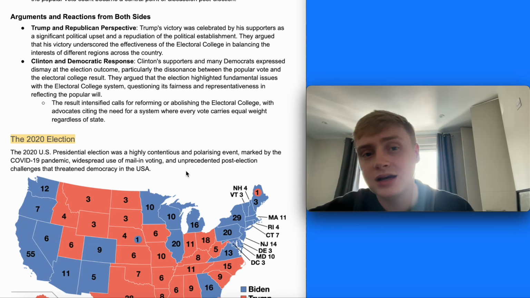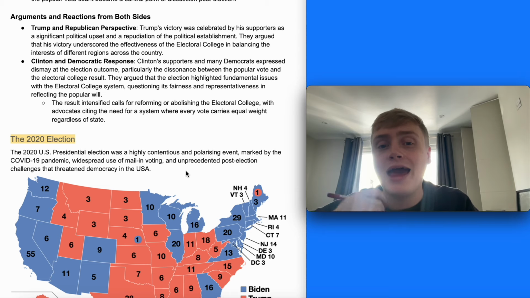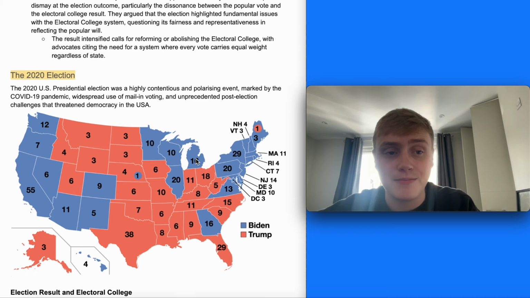the country. Clinton supporters expressed dismay at the election outcome, particularly the dissonance between the popular vote and the Electoral College result. They argued that the election highlighted the fundamental issue with the Electoral College system, questioning its fairness and representativeness in reflecting popular will. The result intensified calls for reforming or abolishing the Electoral College, with advocates citing the need for a system where every vote carries equal weight regardless of the state.